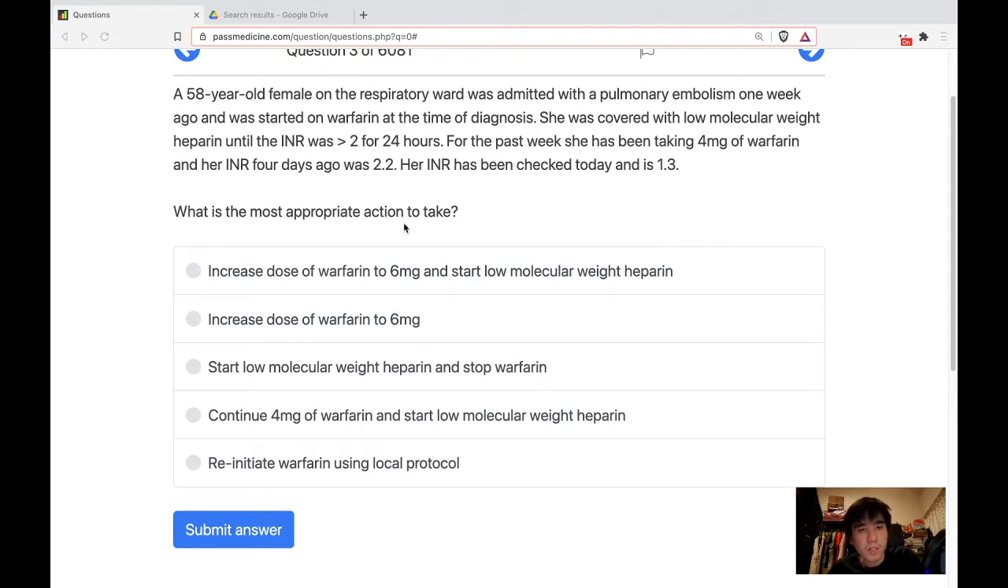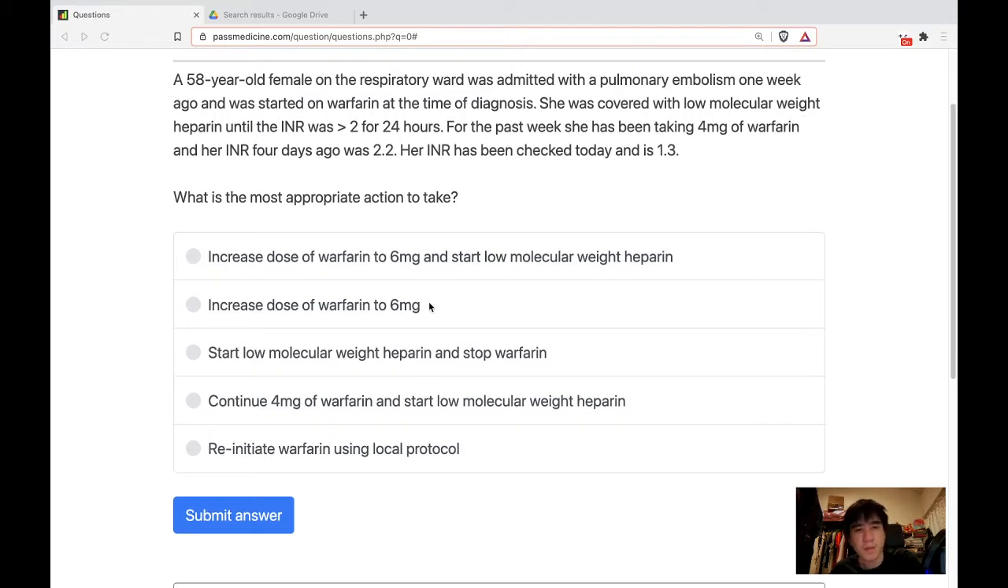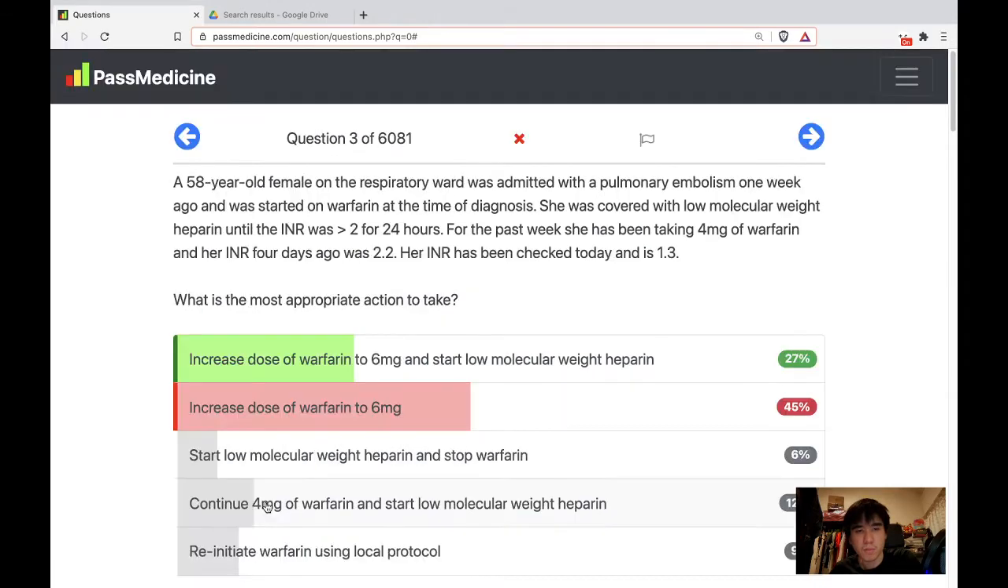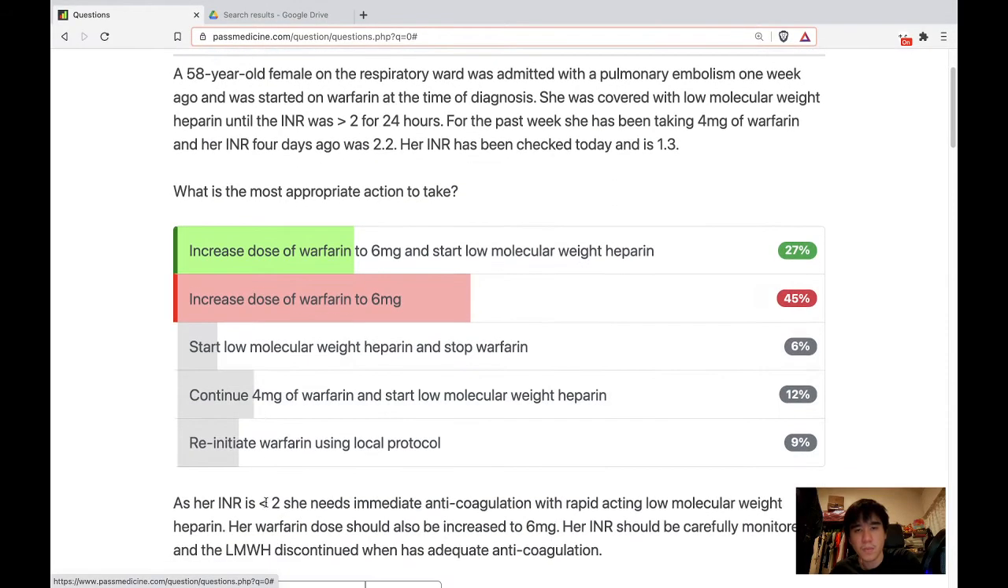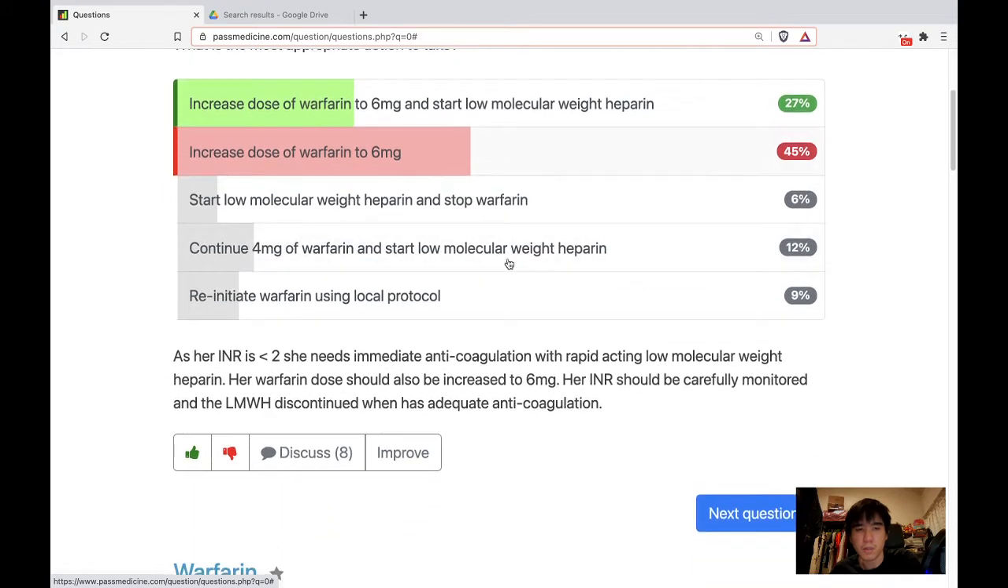So what's the most appropriate action to take? Increase dose of warfarin to 6 mg and start low molecular weight heparin. Increase dose of warfarin to 6 mg. Start low molecular weight heparin, stop warfarin. Continue 4 mg warfarin and start low molecular weight heparin. Re-initiate warfarin using local protocol. Probably increase the dose. Oh, we need to start low molecular weight heparin now also.